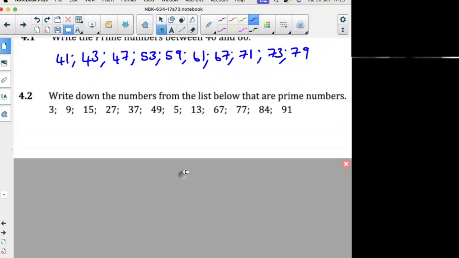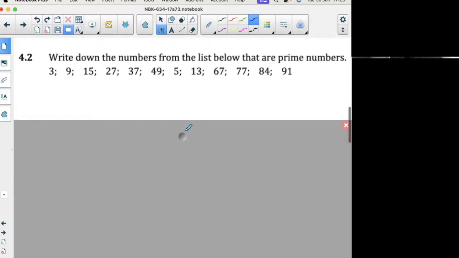My next question says, write down the numbers from the list below that are prime numbers. Go give that a try.